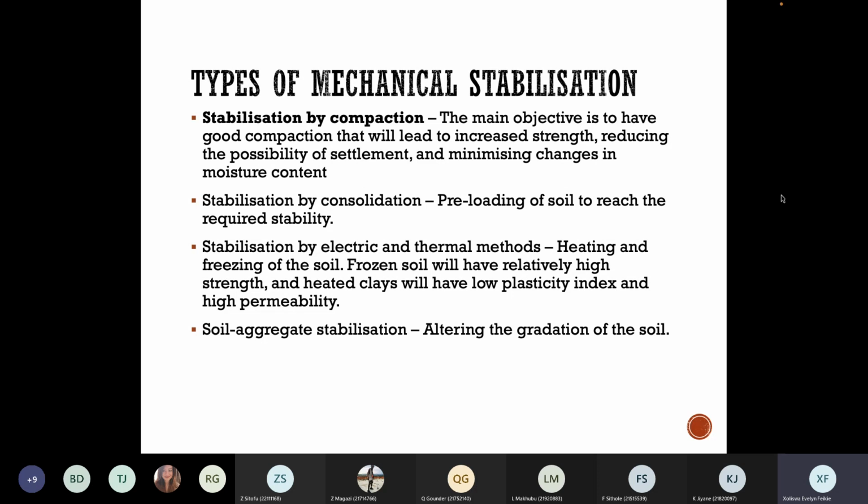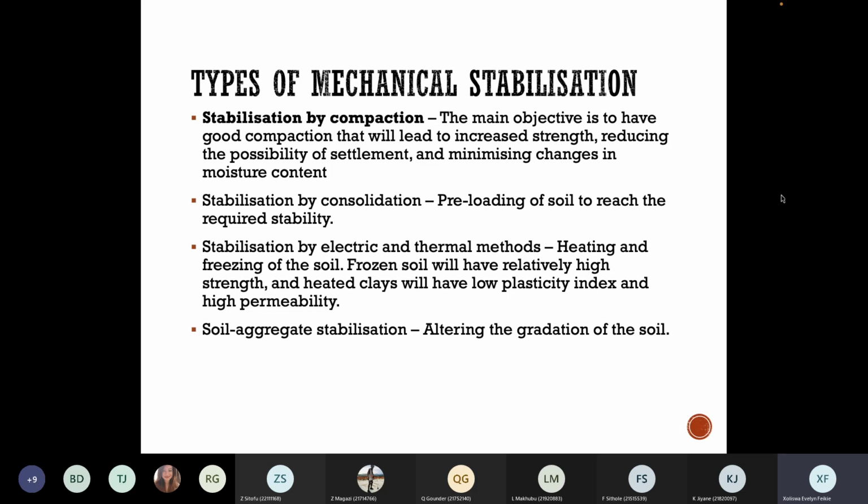Therefore, if you have a stockpile and you take a sample of the soil at the top of that heap, and you go to the bottom and collect a sample at the bottom, you find out that if you grade those two samples separately, they might give you a different grading curve. Why? Because of settlement. And then they talk about minimizing changes in moisture content as well.